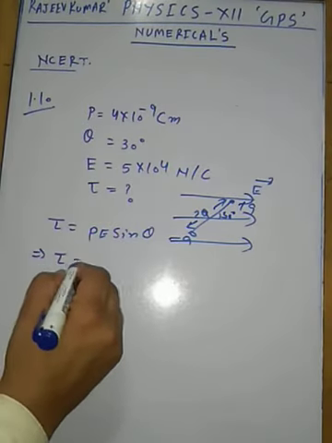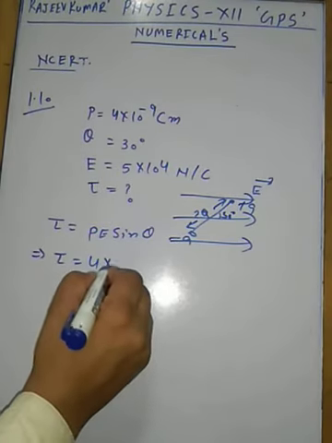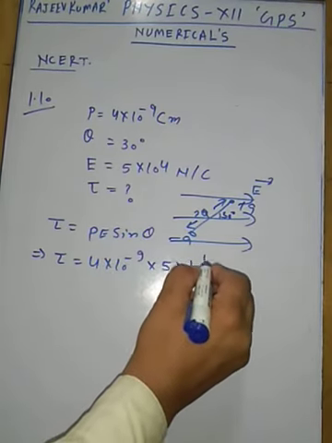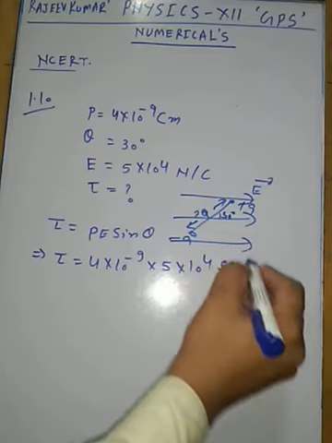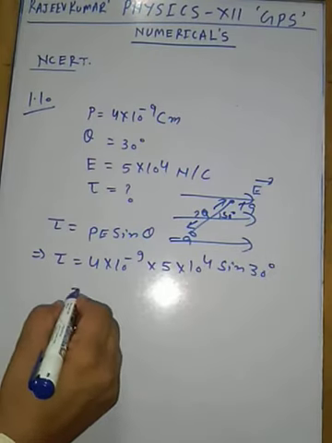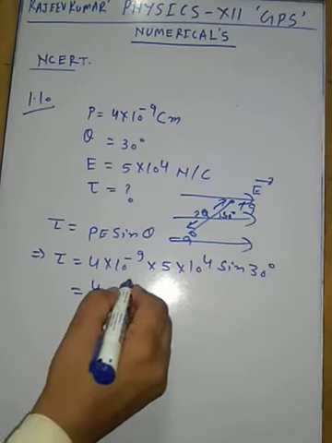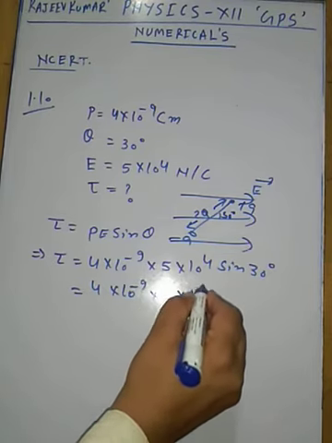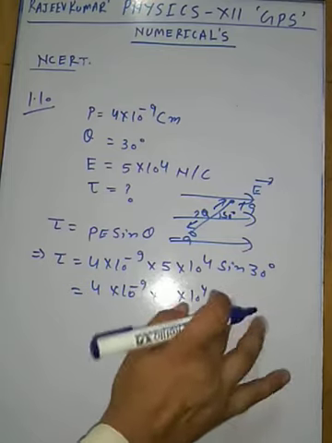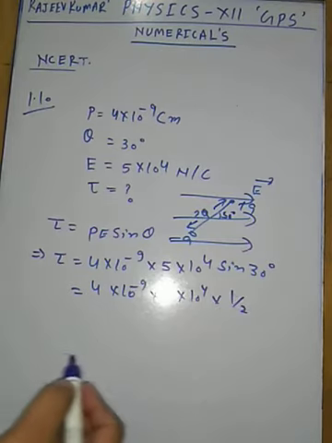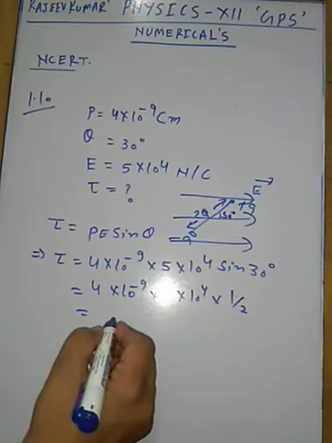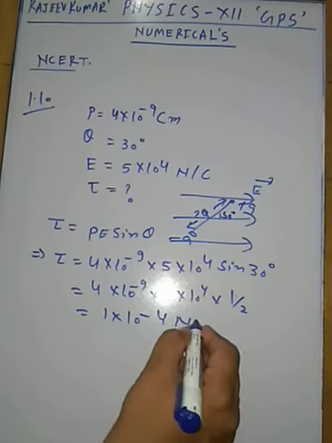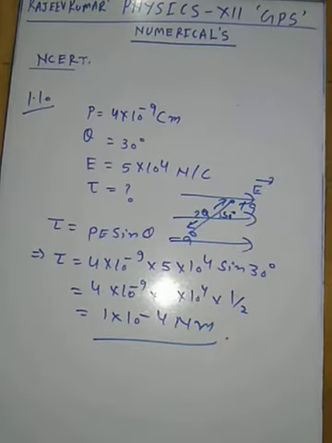Now put the value of dipole moment, which is 4 into 10 raised to the power minus 9. E is 5 into 10 raised to the power 4, and the angle between them is 30 degrees. Then it is 4 into 10 raised to the power minus 9 into 5 into 10 raised to the power 4 into 1 by 2, since sine 30 is 1 by 2. After simplification, we get 1 into 10 raised to the power minus 4 Newton meters. Answer.